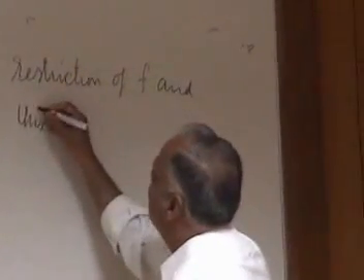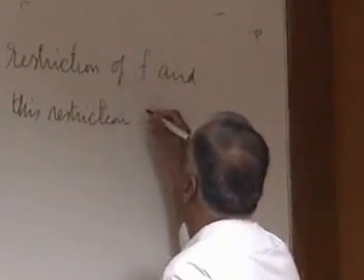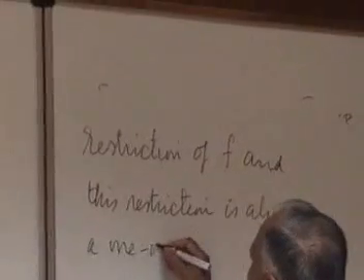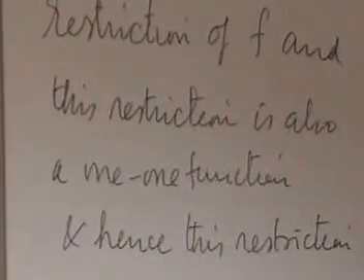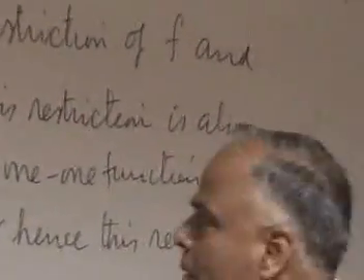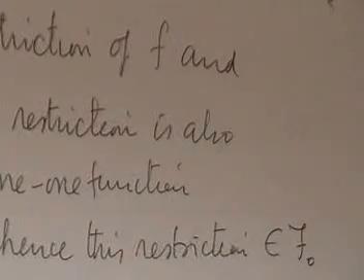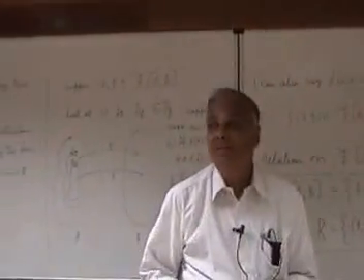Now that restriction will also be 1-1. Okay, so which is also in F, and this restriction is also a 1-1 function, and hence this restriction belongs to F naught AB. So if we take a function which is in F naught AB, any restriction will be in F, or any subset of F will be in F naught AB. In particular, all finite subsets of F will be there. That's one thing which I want you to note.